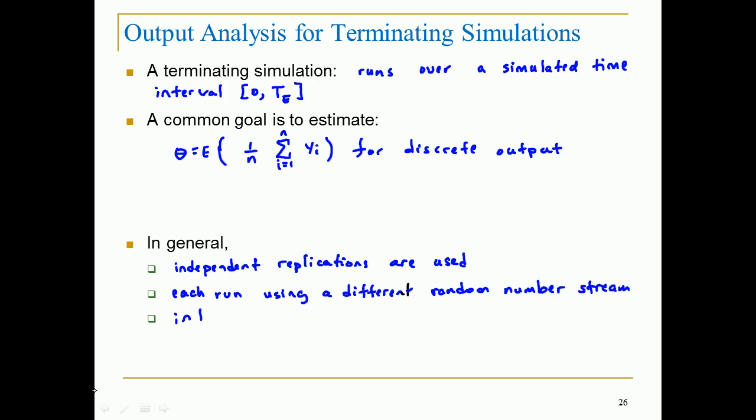And has independently chosen initial conditions.